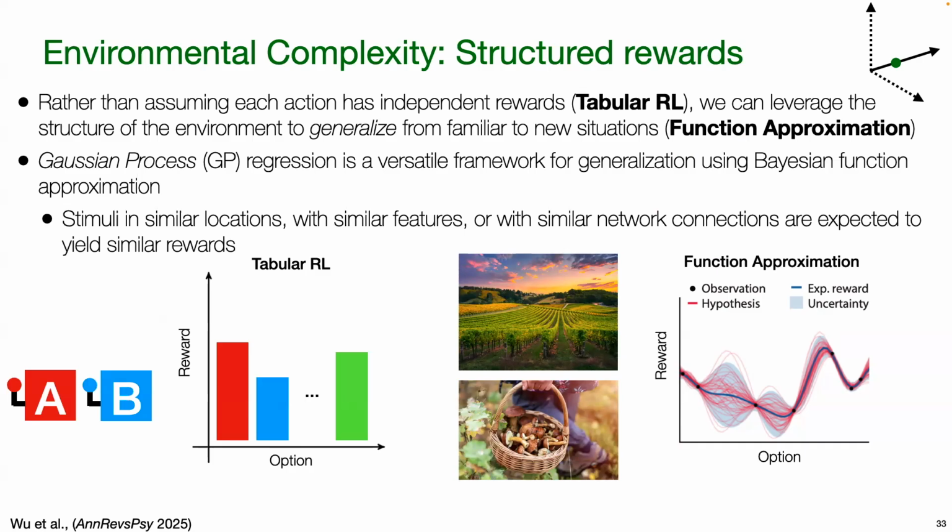like mushrooms, rewards tend to have some sort of spatial structure, right? Crops planted next to each other might perform similarly. Mushrooms often grow in patches or clusters in the environment, right? And so we can potentially exploit this using a different form of reinforcement learning methods that use function approximation, right?